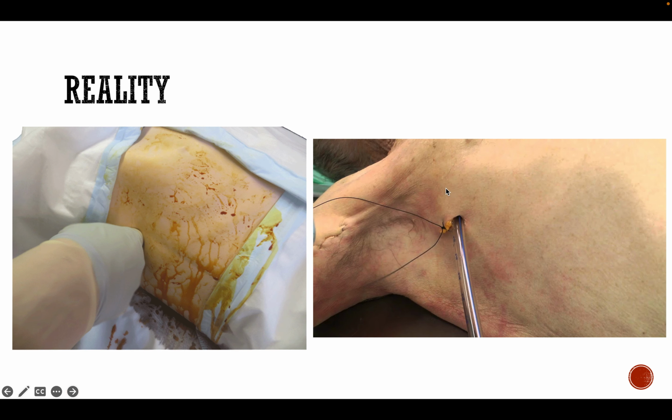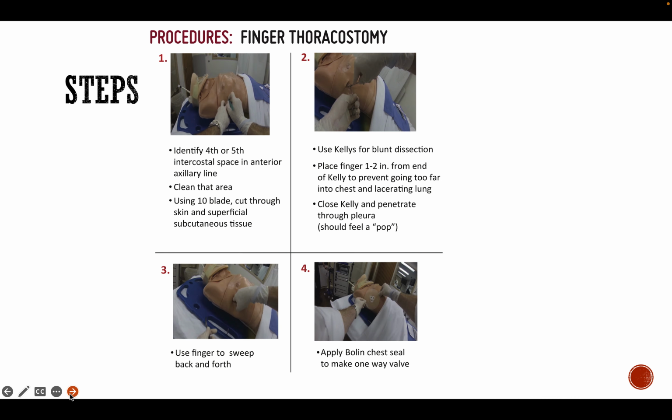In reality, this can be difficult, right? You can see that this is the border of the axilla. This is probably the fifth intercostal space. This looks like it's in the fourth intercostal space as it aligns with the nipple, and we have the edge of the pec major and then the latissimus dorsi.